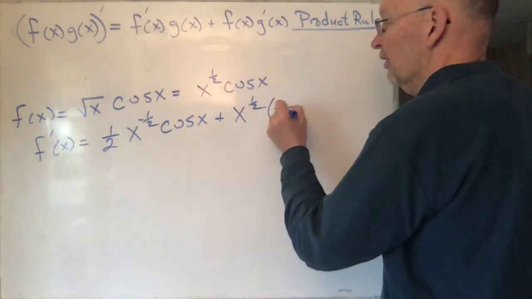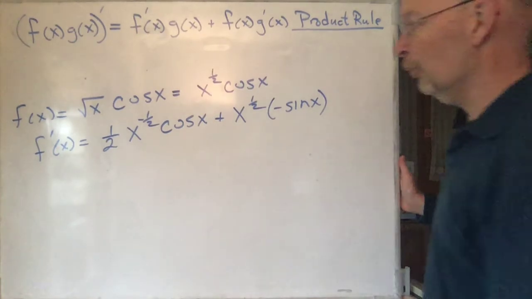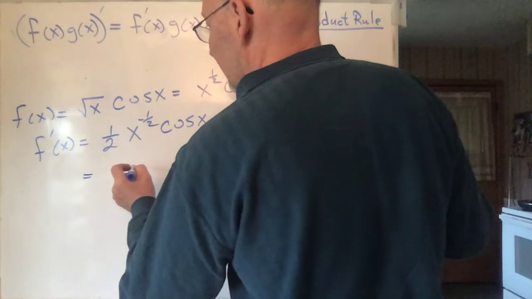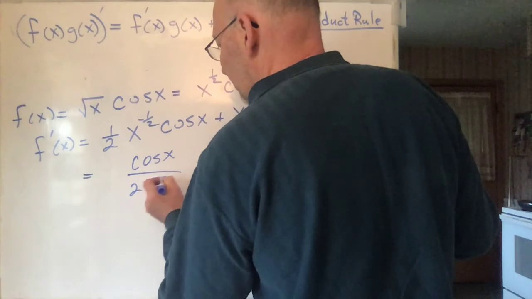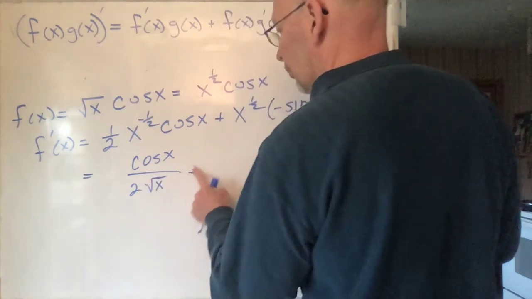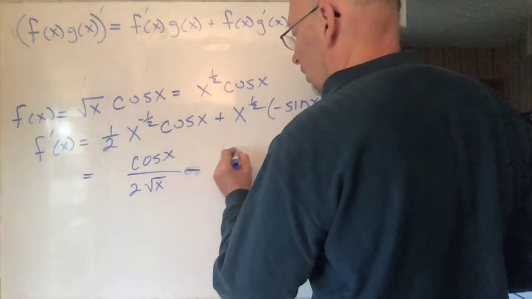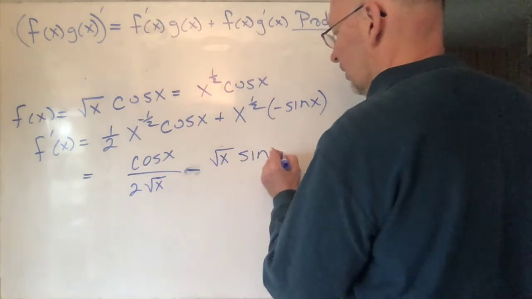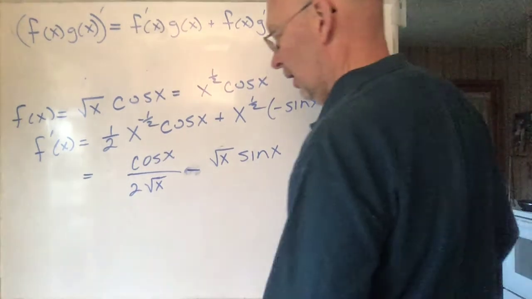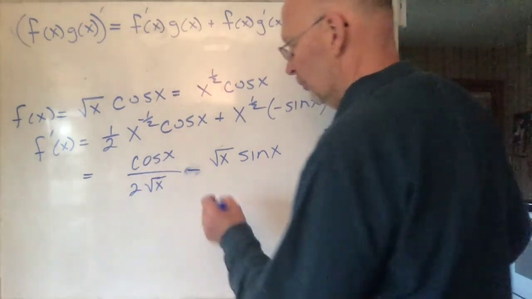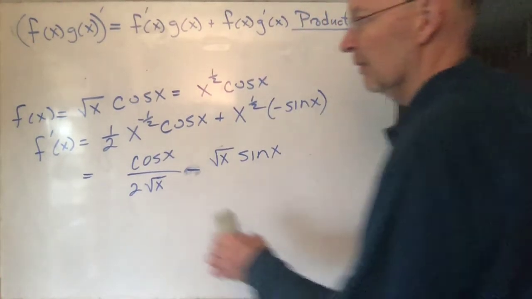Derivative of cosine, recall, is negative sine of x. So you have that right there. And again, you can pretty it up if you want to. You can write this as cosine of x over 2 times the square root of x, or let's bring the minus out front, minus square root of x times the sine of x. I'll leave it like that. That's as good as any. Okay? Let's try one more.